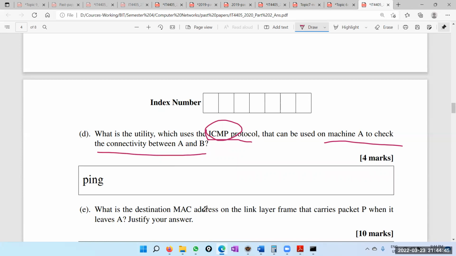What is the destination MAC address on the link layer frame? Remember, at the link layer we say that the frames are traveling, that carries packet P when it leaves A. Justify your answer. Now remember, the data packet goes from A to B. When it leaves from A, what is the destination MAC address?